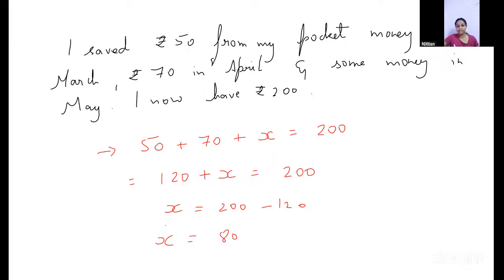Okay, understood how we form equations? When we have an unknown value, we use x in that place. Then with x, we make an equation with whatever numbers we have, and then we solve it.